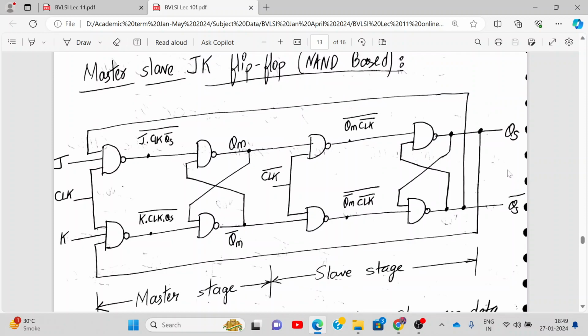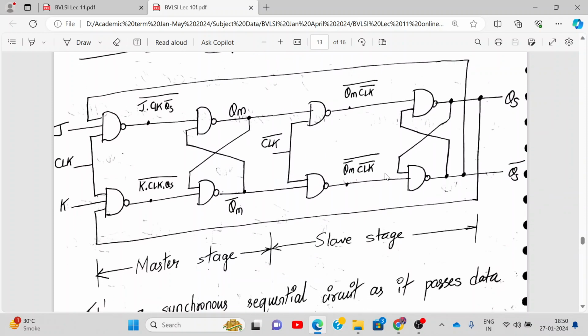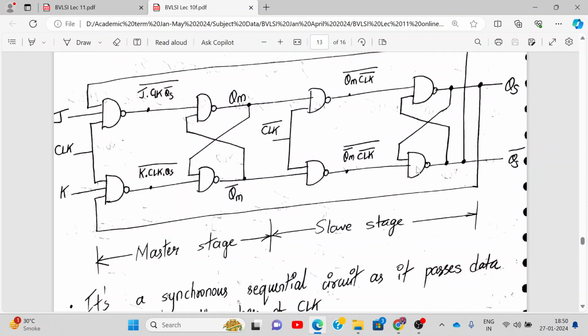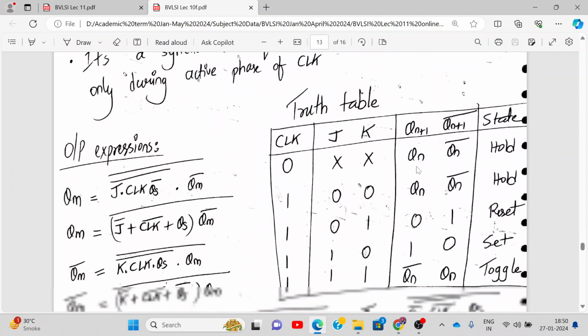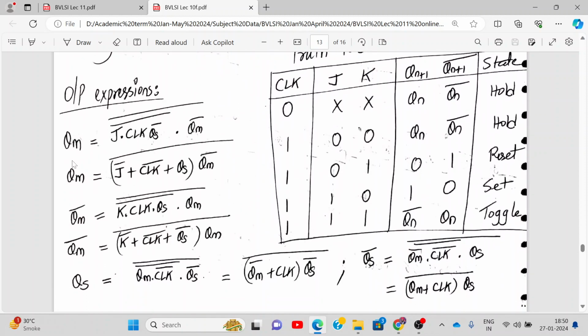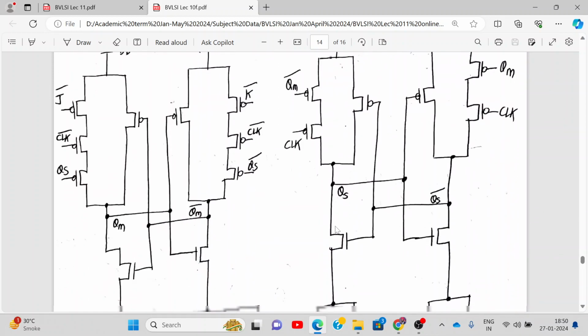This I'm not doing. I'm just revising it for you. Will you do the design on your own? Yes or no? Yes, sir. Okay. This is the truth table. The expressions for QM bar, I have taught you all how to do it. QS and QS bar. And this is the design.